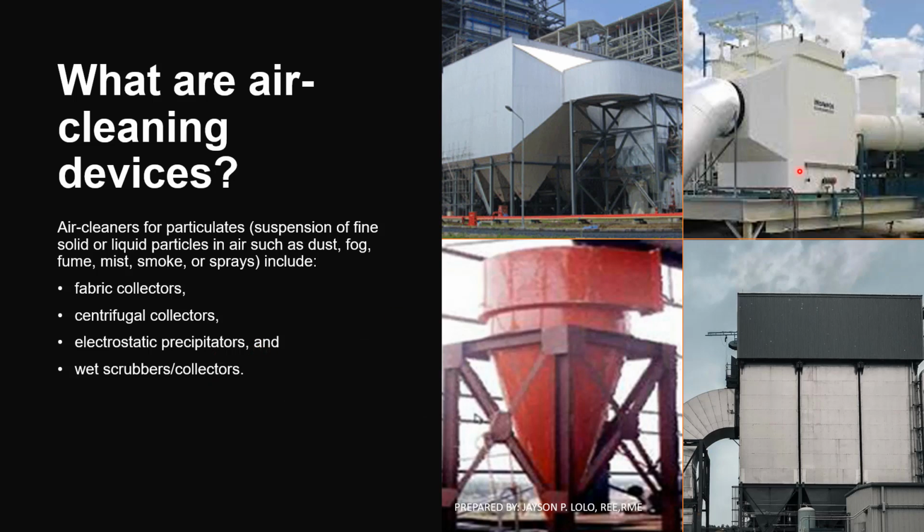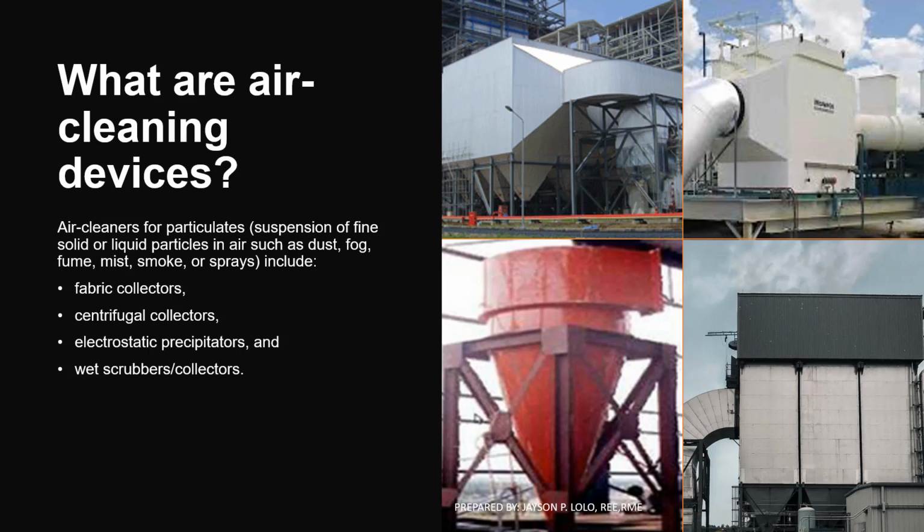The third one is the electrostatic precipitators. They remove fine particles from the air by placing an electric charge on the particles. The particles are then attracted to an oppositely charged collection plate. While the wet scrubber collectors are available in many different designs, and they are also used with gases and vapors. Wet collectors use water to help force dust, gas, or vapor contaminants from the air.